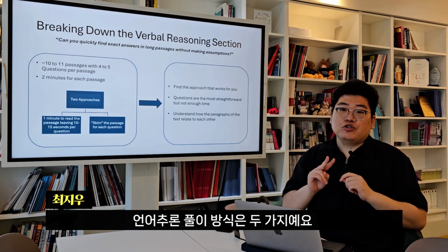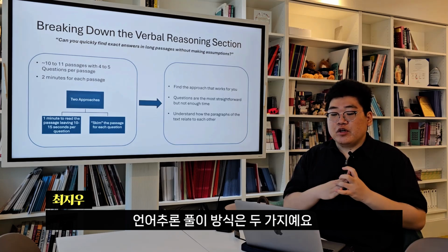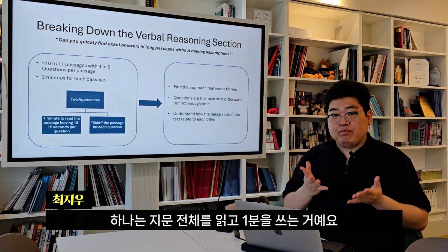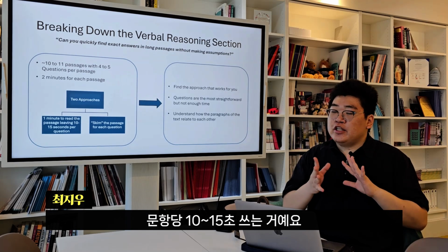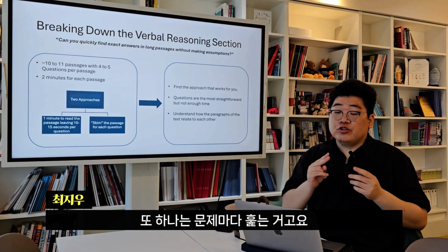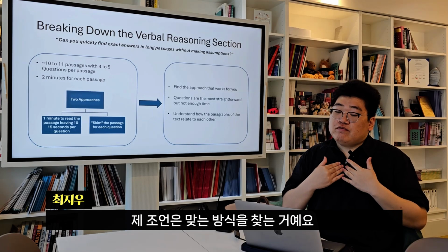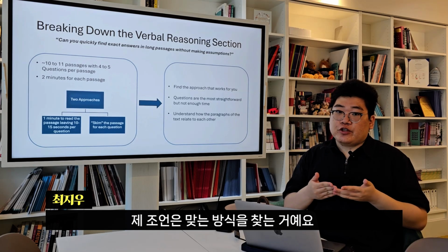So there are two main approaches that we can use to solve verbal reasoning. One is to have 1 minute to read the entire passage, and then have around 10 to 15 seconds per question, or two is to skim the passage for each question. Now, my general advice is to find the right approach that works for you.